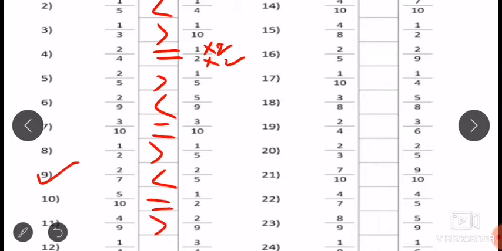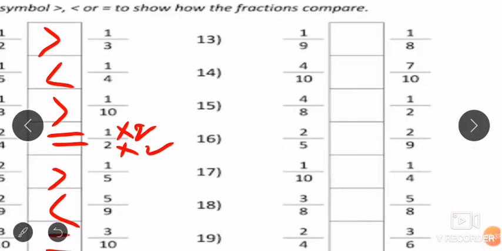Fine. So like this. Now tell me 1 by 9 or 1 by 8, which is greater? 1 by 8 is greater. 4 by 10 and 7 by 10. As I told you, if the denominator is same, then the numerator having the greater number will become your greater fraction.